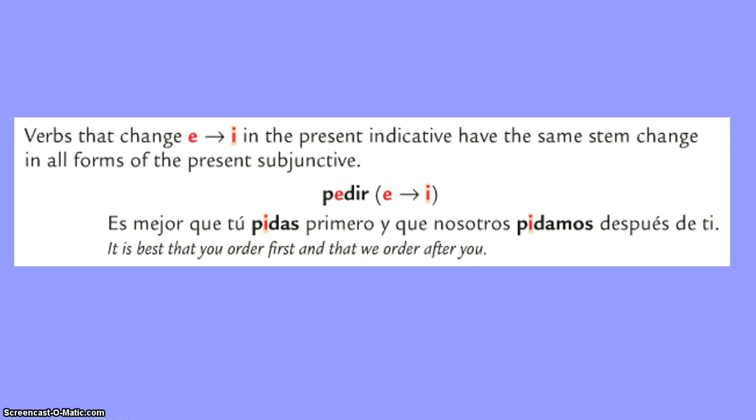Verbs that have an E to I change in the present tense have the same stem change in all forms of the present subjunctive. For example, pedir, it's going to keep that E to I stem change. It doesn't matter if it's the yo form, the tú form, the nosotros form. Any verb that is E to I is going to be E to I in the subjunctive in all forms. For example, es mejor que tú pidas primero y que nosotros pidamos después de ti. You'll notice that right here I had the tú form, I had an E to I stem change. Right here I had the nosotros form, I had an E to I stem change.